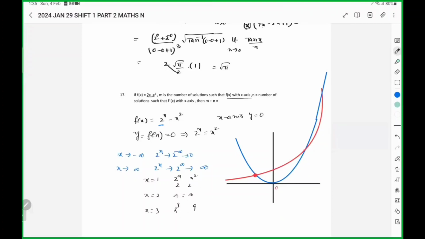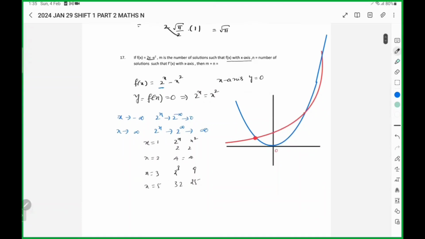So till now, if you observe here, x square is dominating. If you take 5, it is 32 and it is 25. So there is a rapid growth in 2 power x after a certain stage. So no more further intersections are possible. One point of intersection is here, other point here, other point here. Other way, how do we know? This is a simple observation.